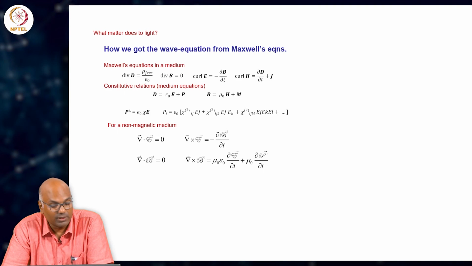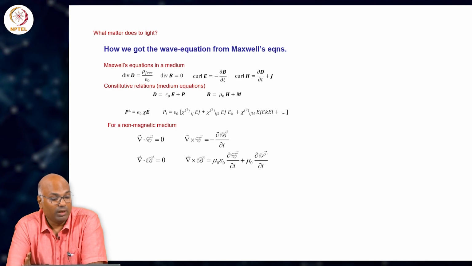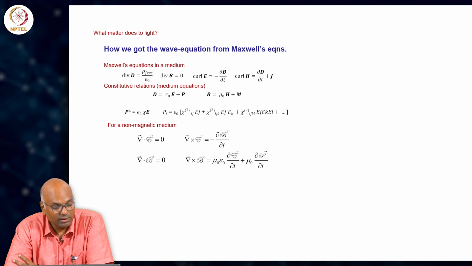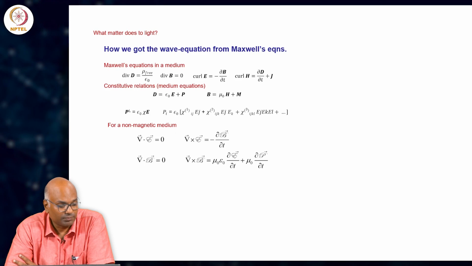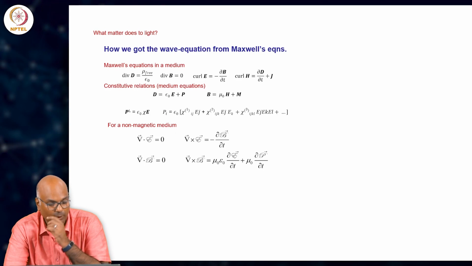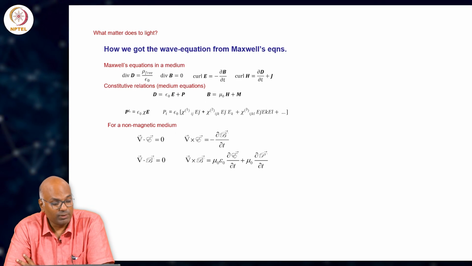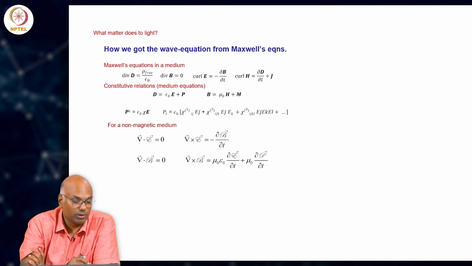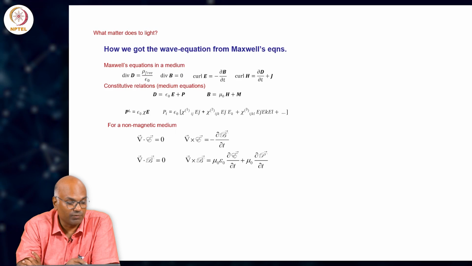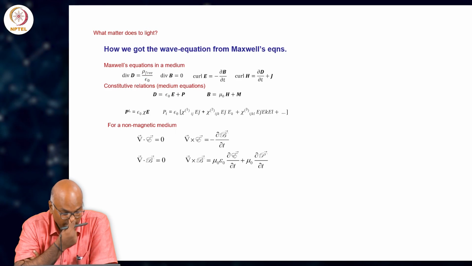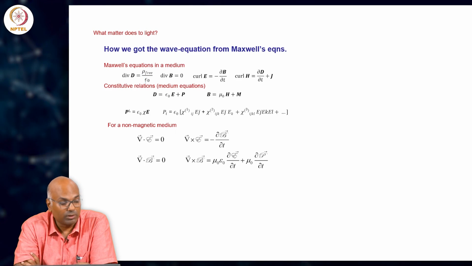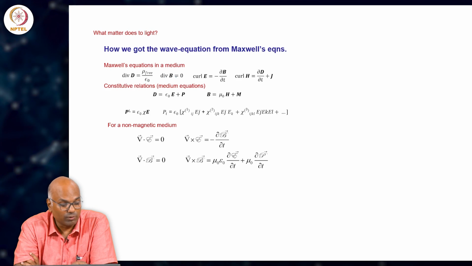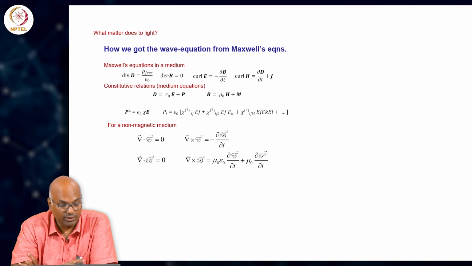view graph of this section. So, let me emphasize this. What matter does to light is captured in a few important relations. Maxwell's equations in a medium are 4. The Gauss law for electric fields, divergence of D is free charge density divided by epsilon naught in SI units. Divergence of B is always 0, Gauss law of magnetism always 0.